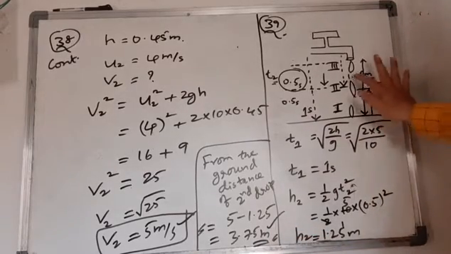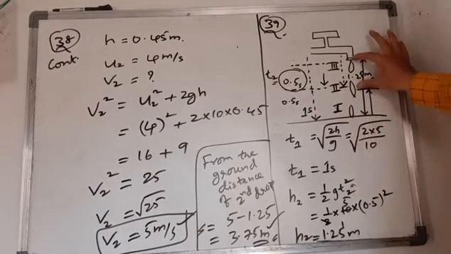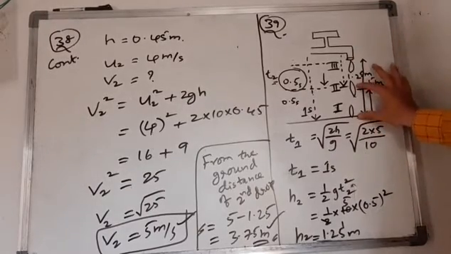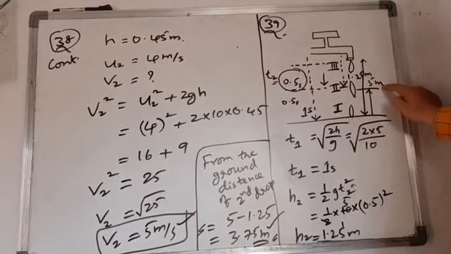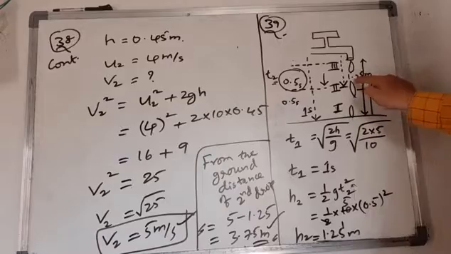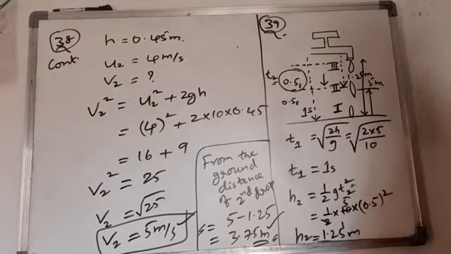From the ground, the second drop's distance is asked. So that is here to here 1.25. Here to here how much? So total is 5 meters. So 5 minus 1.25, you will get this height, 3.75 meters.